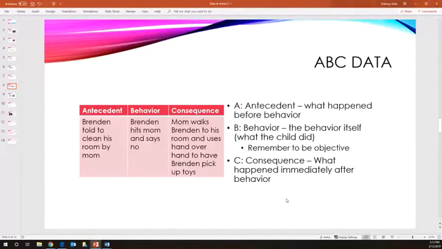So it's just writing down what happens before, during, and after the behavior. You always want to be objective, again, so don't use those broad terms. Don't use the, oh, he was mad and he hit me. If you see on mine, I didn't say Brendan was mad. I just stated he hit mom and said no.